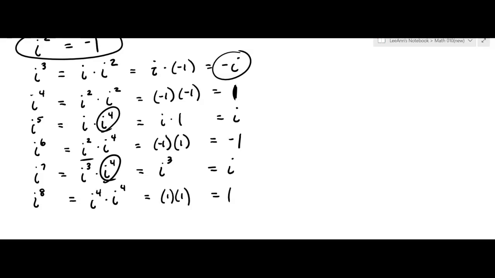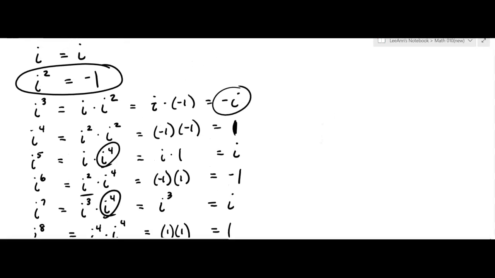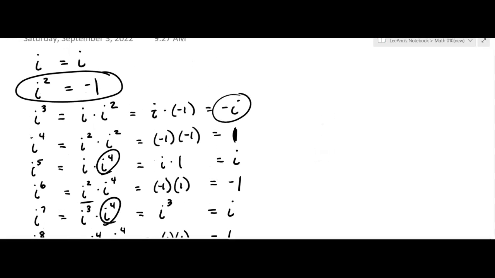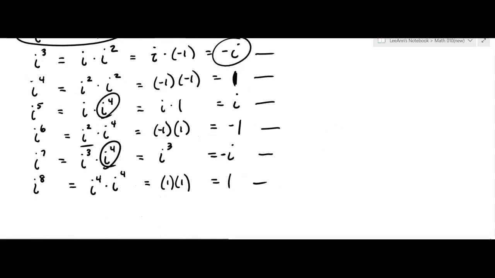Okay, and you might be saying, how long is she going to do this? I'm going to stop. So it's cyclic. You have i, -1, -i, 1. i, -1, i. Wait a minute, that's supposed to be a -i, sorry. -i, 1. And it just keeps cycling around like that, okay? So there are 4 things you can have. It can either be i.